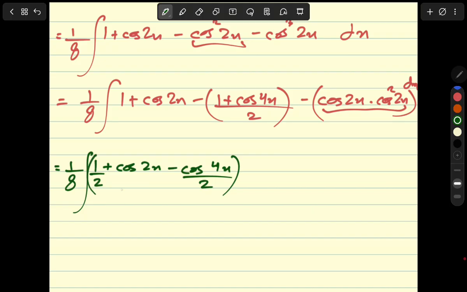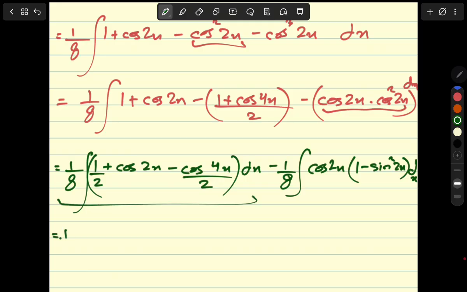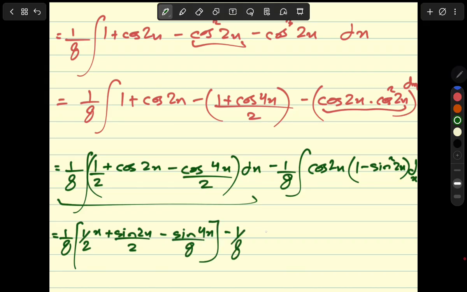Okay, let's do this separately, and then let's deal with this separately. Cos 2x, and then cos squared 2x is going to become 1 minus sine squared of 2x. And then you make the substitution. U is equal to sine squared of 2x. Now this is fairly simple. This is nothing but 1 upon 8 times half x plus sine 2x over 2. And this becomes minus sine 4x over 8. And this becomes minus 1 upon 8.